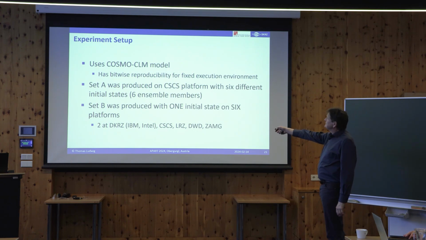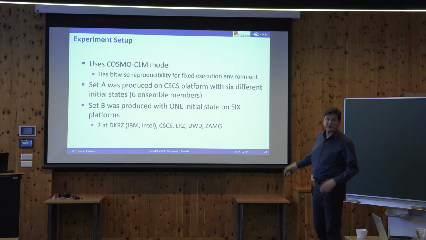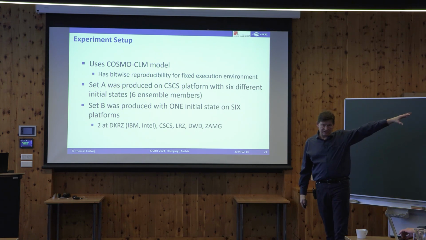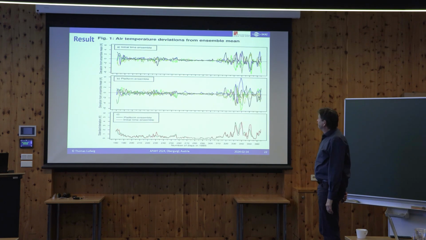So what she did in the end was she used Cosmo as a program. She ran it on the CSCS computer with 6 ensemble members. That is small, of course. But then she took one of these members and ran it on 6 different machines. Got 6 different results, so to say. And then we compared the 2 sets.